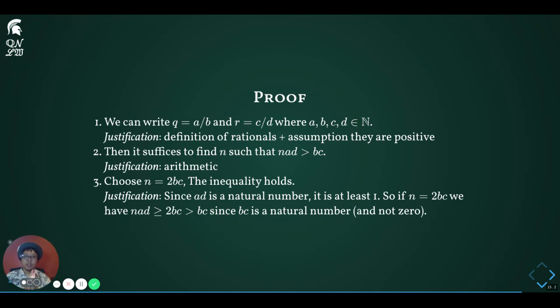Step 3. Since we're doing an existence proof, it suffices to give an example of n. We will set n equal to twice B times C. Because A and D are natural numbers, A times D is another natural number, and thus is at least 1. This means that n times AD is at least n. If we choose n to be twice BC, then we see that n is bigger than BC, and so the desired inequality holds.